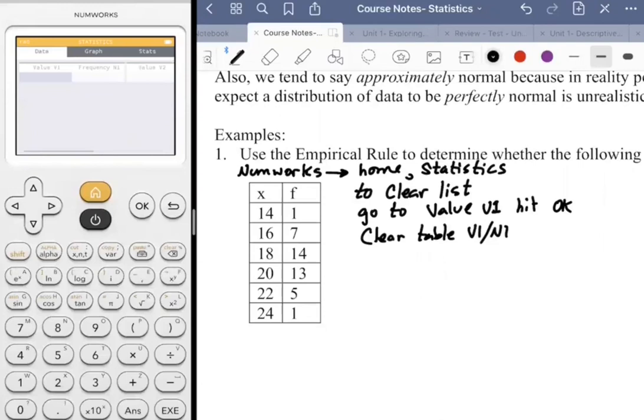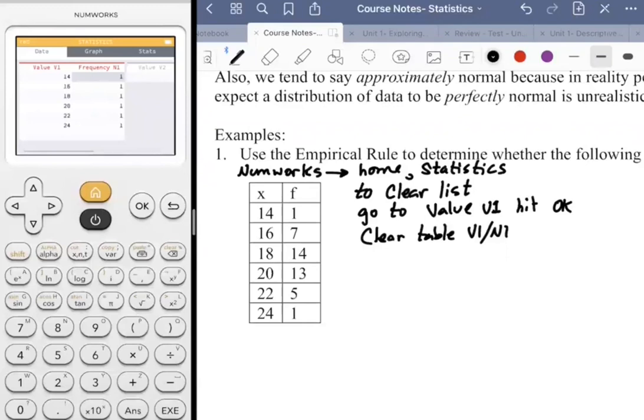All right, now I'm just going to type in my values. You start off with the X list. So 14, 16, 18, 20, 22, and 24. All right. And you'll notice that it automatically puts frequency values of 1 in for each of these numbers, because it assumes that you only want that number to show up once. But I don't actually want it to only show up once. I want it to show up more than once.